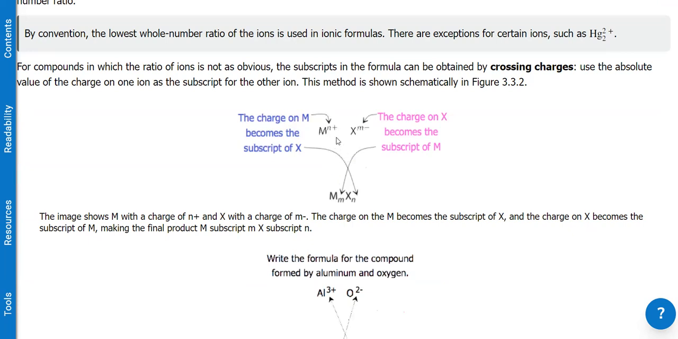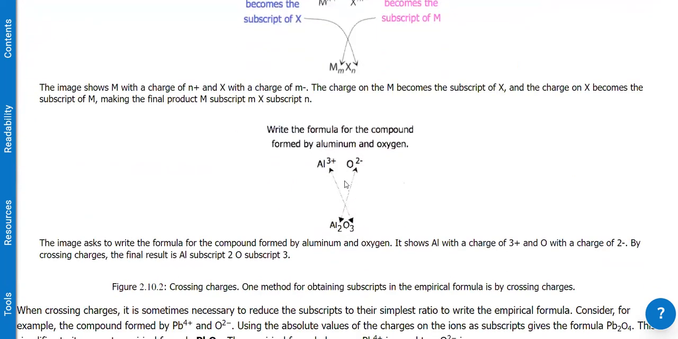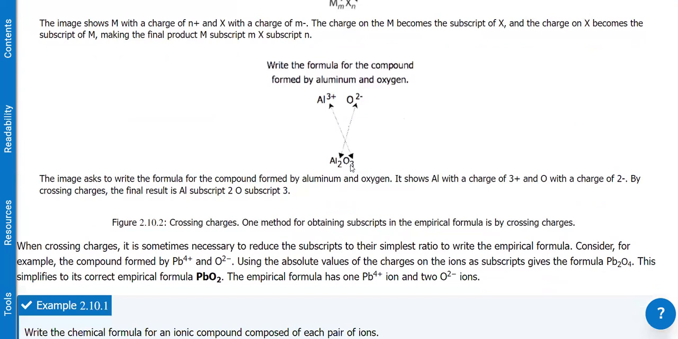There are two caveats to this. One is that most of the time we have 1 and 1, 1 and 2, or 2 and 1, and these all work. If we have 2 and 2 or 3 and 3, those need to cancel because we need the minimum number. So you'll find some examples where the swapping doesn't get you the complete answer. If we have aluminum and oxygen, aluminum has a 3 plus charge from the periodic table, oxygen has a 2 minus charge, and we swap them, and this is the formula that you should get.